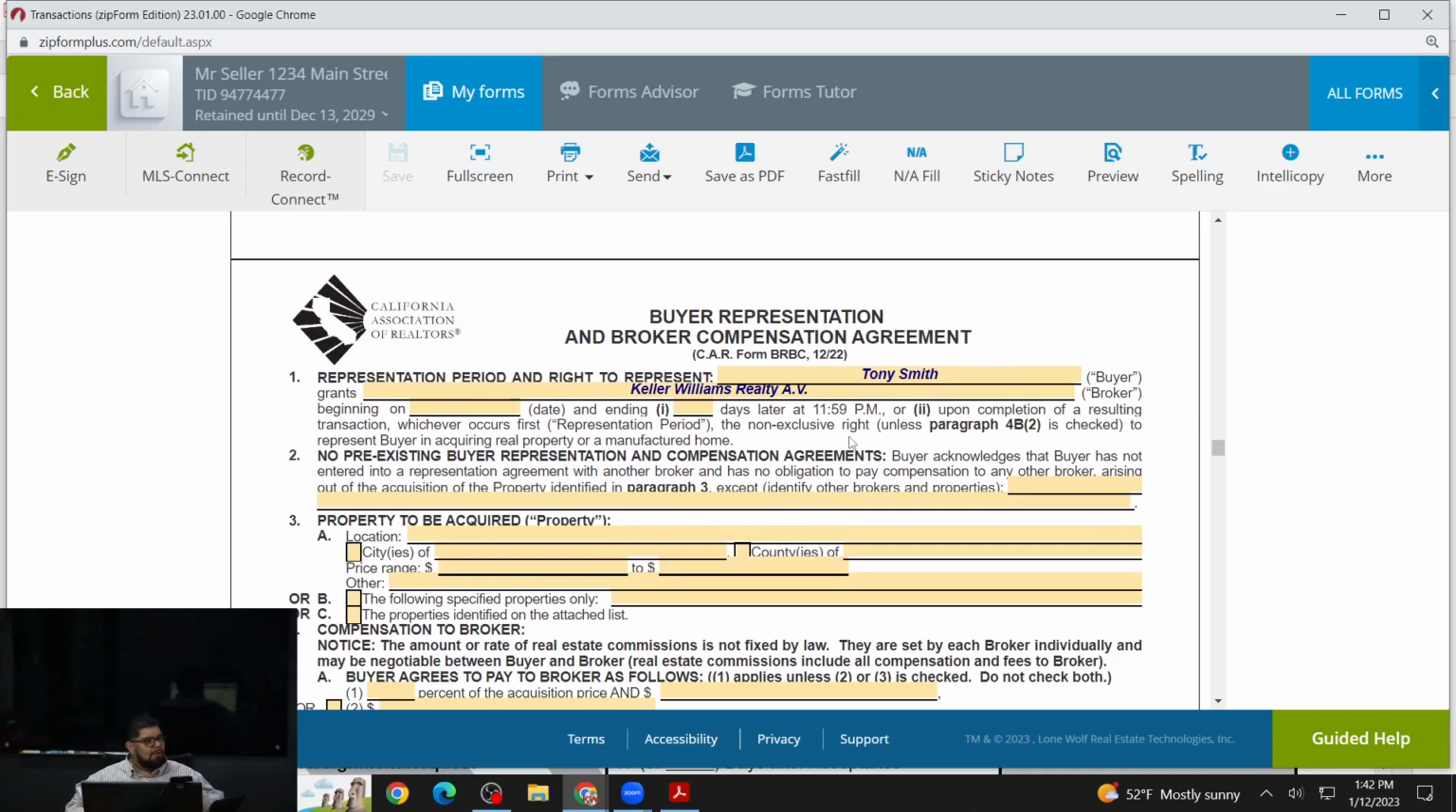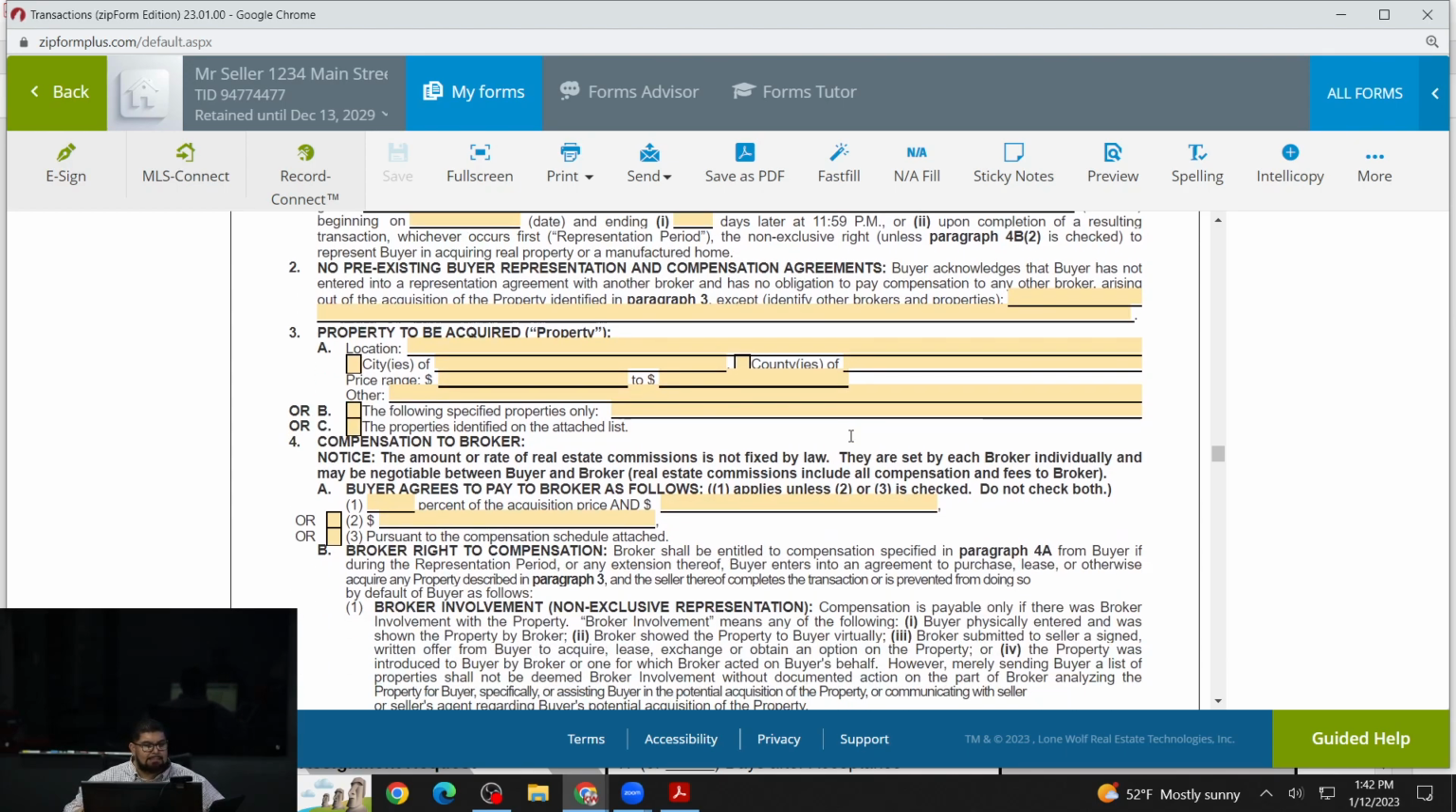So now this is what replaces the BRE. This is the BRBC now. Take a note of this. BRBC is going to be the new document that you're going to be using to put your buyers under contract. It looks exactly the same, just a different name. Why did they change the name?